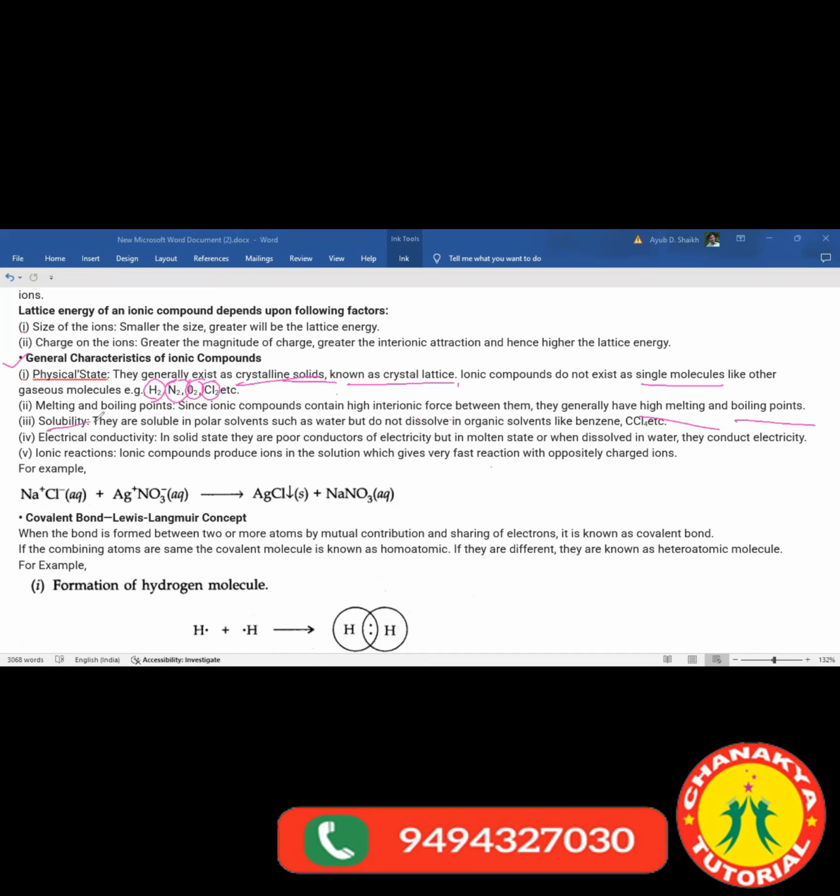Apart from that, solubility: ionic compounds are mostly soluble in polar solvents. Now, what do you mean by polar solvent? I think I explained it to you yesterday. Water is a polar solvent. What is the formula of water? H2O. And it gets segregated as H plus and OH minus, right? So hydrogen has a partial positive delta charge and OH is partially negative. Whenever such charges get separated in the solvent, such a solvent is called what? A polar solvent, right?